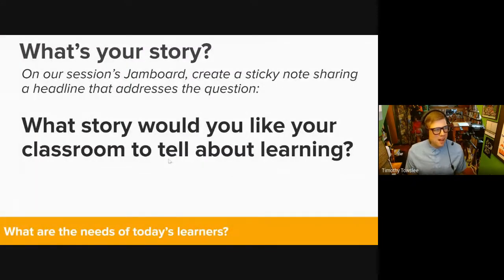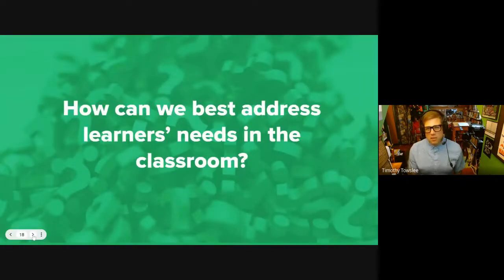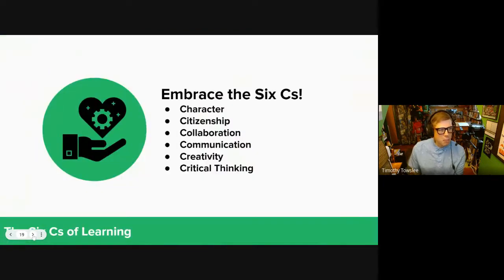So as many of you mentioned, you talked about collaboration and communication and some of those C's. So we're going to really quickly review the others. So what are some ways that we can best address our learners' needs in our classroom? So we're going to embrace those 6 C's. And that's character, citizenship, collaboration, communication, creativity, and critical thinking.